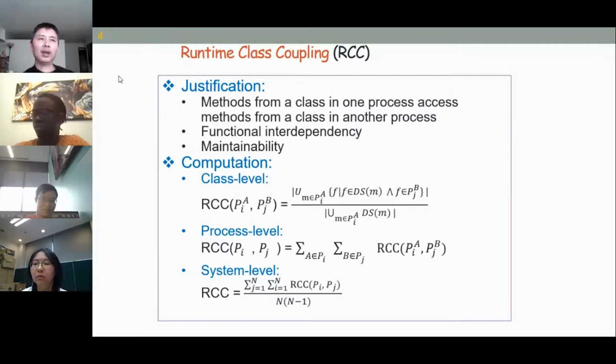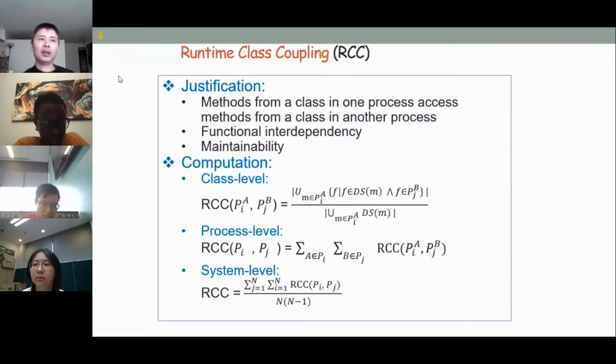At the class level, RCC is the ratio of two numbers. The numerator is the total number of methods in the first class that depend on any method in another class in a different process. The denominator is the total number of methods in any process other than the first process that depend on any method in the second process. Here, DS denotes the dependency set of a method M.